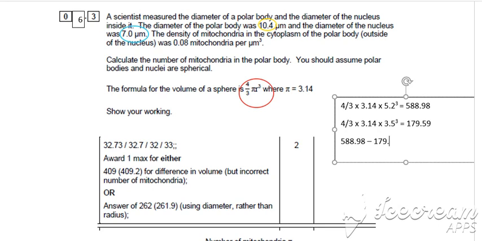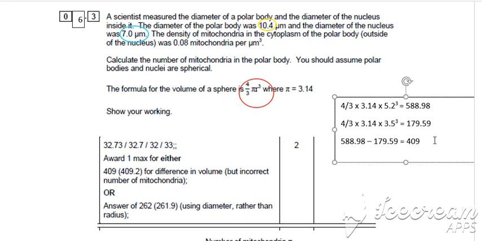So we're now going to work out the difference between those two volumes by taking away the volume of the nucleus from the volume of the cell, of the actual polar body. So this gives us our answer of 409 if we're rounding up. Sorry, 409, which they will give you 1 mark if you've got that correct answer for that difference.